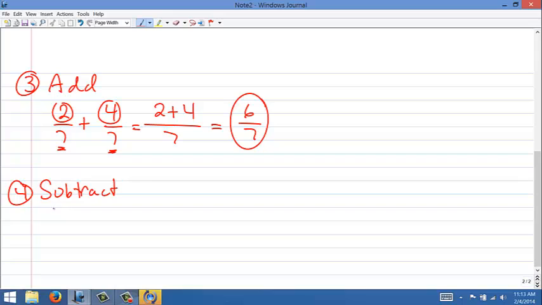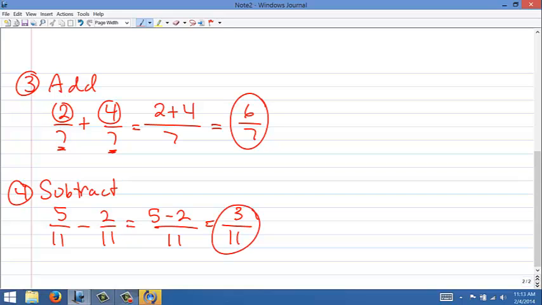We're trying to subtract something of the form 5 over 11 minus 2 over 11. Again, if they don't have the same denominator, this problem is a little bit trickier. But knowing they have the same denominator, again, we can immediately just write this as one fraction. So 5 minus 2 all over 11. And subtract the top. And we leave the denominator alone. Again, we should check to see if there's anything to simplify, but in this case, there's nothing to simplify. So 3 over 11 is as good as we can get.